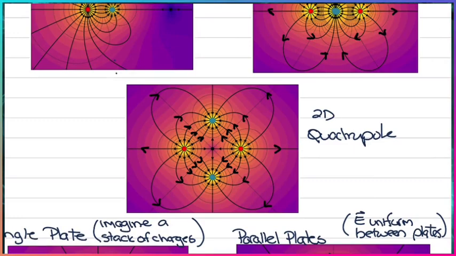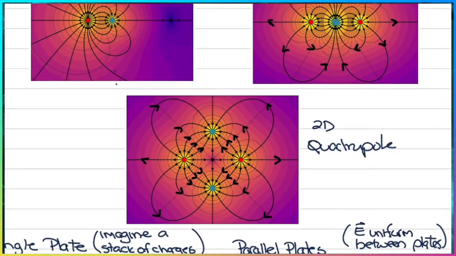Then a traditional 2D quadrupole, right, is plus q, negative q, plus q, negative q. It gets this kind of flower thing. Kind of looks cool.